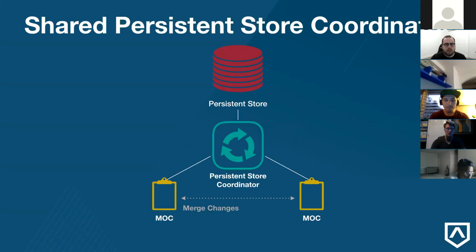So let's look at this. This is basically just flipped 90 degrees from the way that I generally draw this, but the setup is essentially the same. So we've got a persistent store, we've got a persistent store coordinator, but instead of just one managed object context, we now have two. So what does this mean for us? How would this actually work in practice?